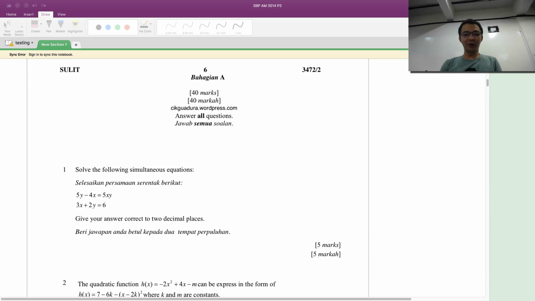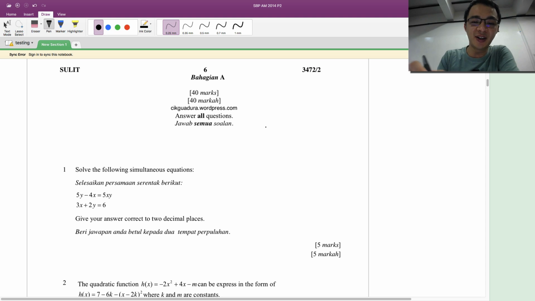Okay, so today we're going to discuss the SPM 2014, the MF paper 2. Okay, so yeah, we start from the first question. The first question should be very easy.